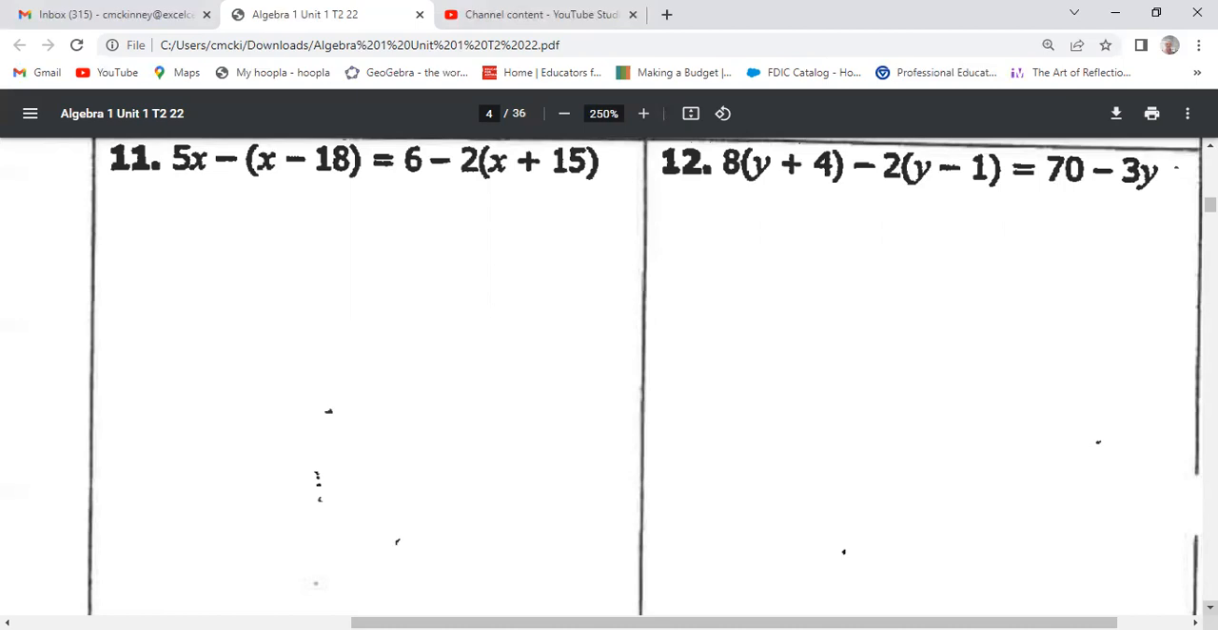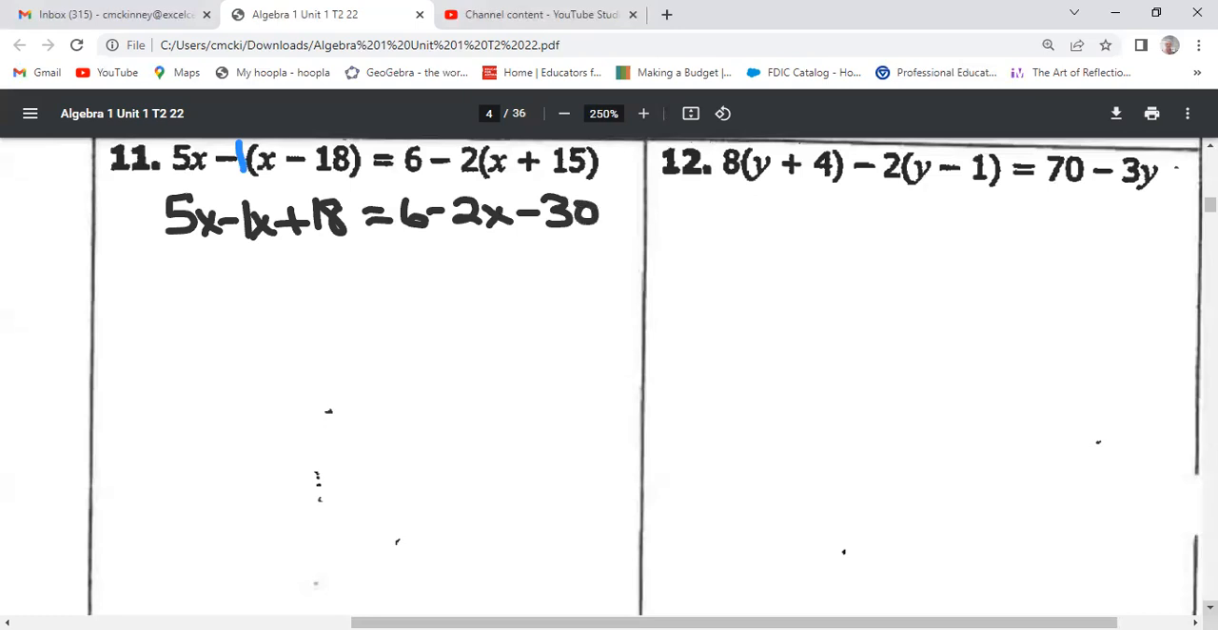All right. So here, definitely got more steps. We've got distributing to do, and we're probably going to have some like terms to combine. So distribute first. Again, remember that if you have that negative sign, you can think of that as being that you're distributing a -1. So I have 5x minus x, or I could write minus 1x plus 18 is equal to 6 minus 2x, distributing -2 times 15, minus 30.